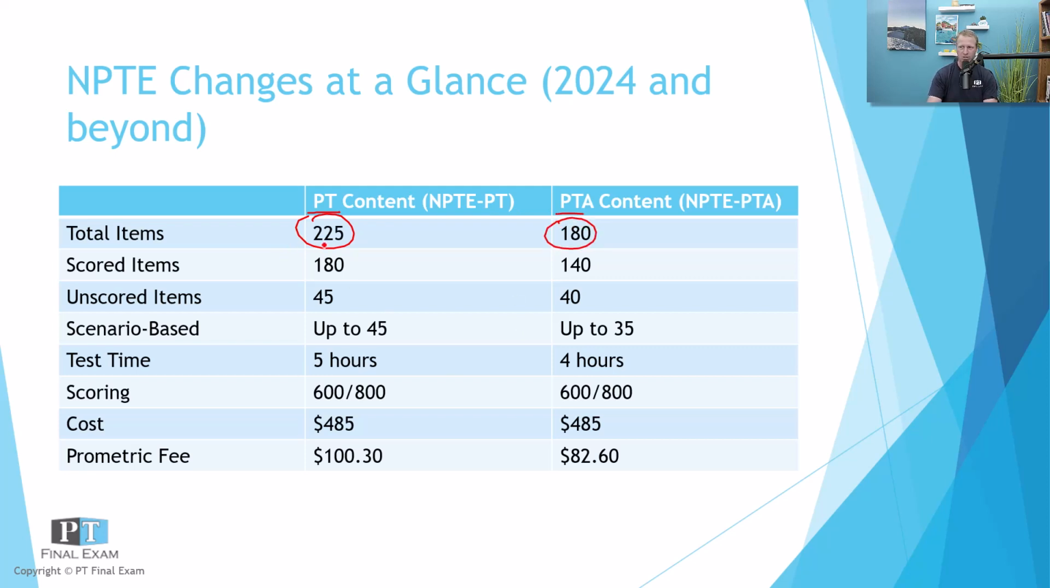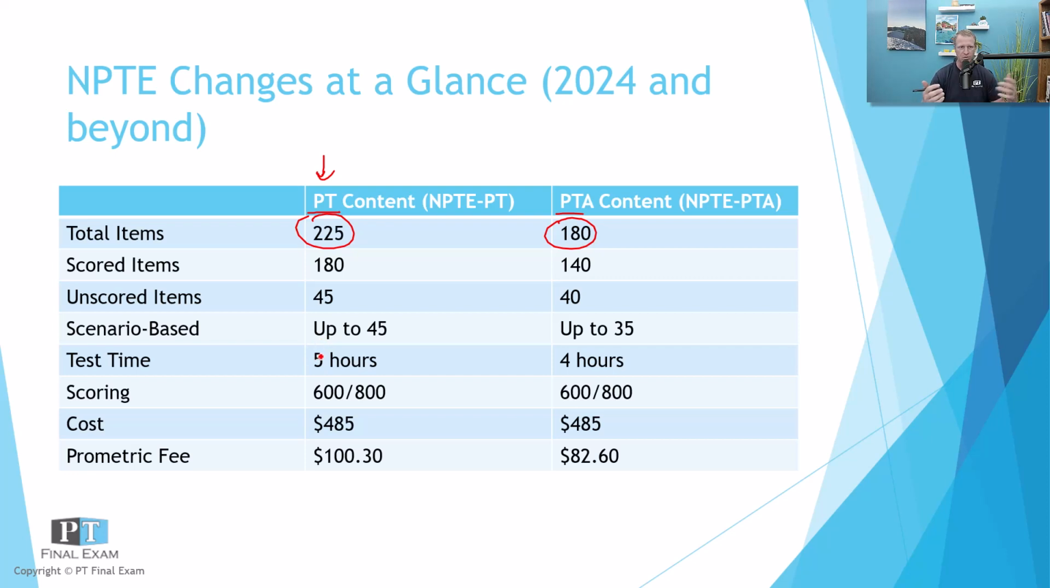So that includes, again, just looking down the PT column here, for PTs, 180 scored items. You have 45 unscored items, up to 45 scenario-based items. And that doesn't mean 45 scenarios. That means 45 questions related to scenarios.